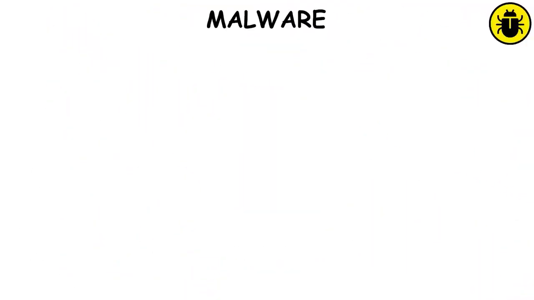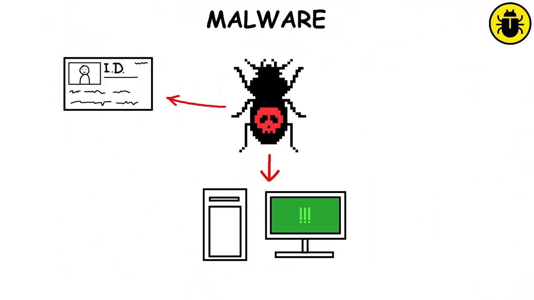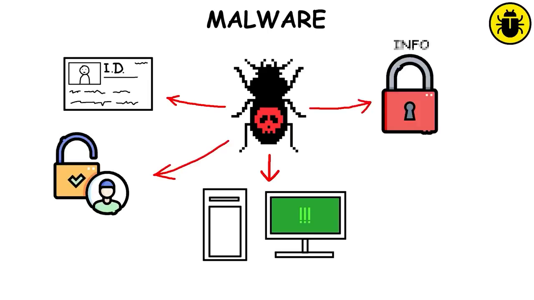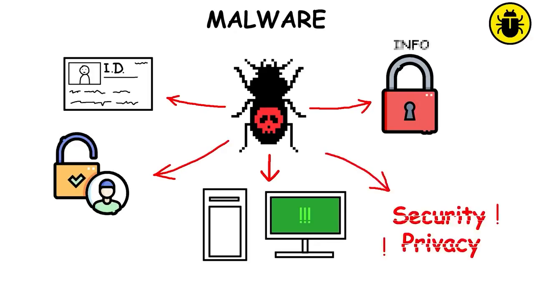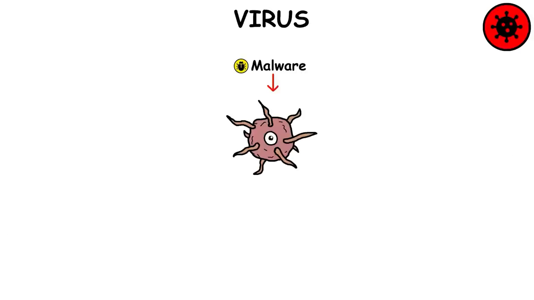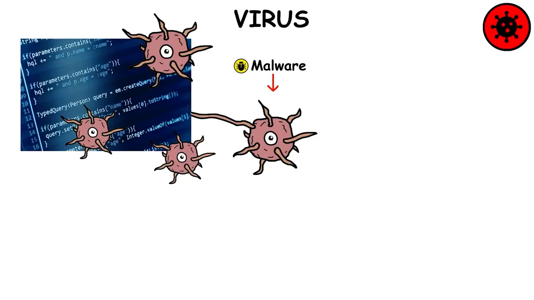Malware. Everything that is intentionally designed to cause disruption to a computer, leak private information, gain unauthorized access to information or systems, deprive access to information, or which unknowingly interferes with the user's computer security and privacy is considered a malware. Virus. A computer virus is a type of malware that, when executed, replicates itself by modifying other computer programs and inserting its own code into those programs.